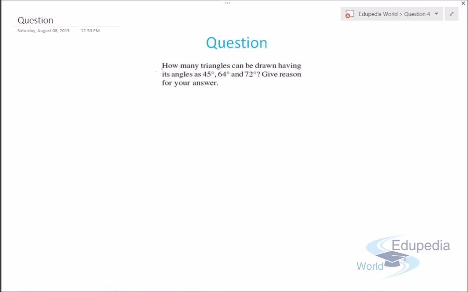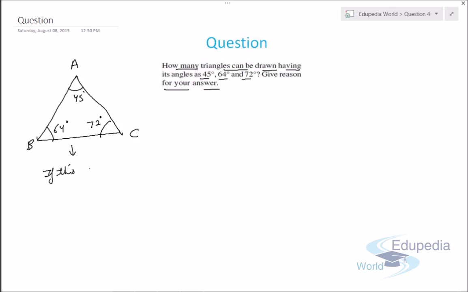Question number 4 says: how many triangles can be drawn having angles 45 degrees, 64 degrees and 72 degrees, and we have to justify our answer. So let's draw a triangle first. This is triangle ABC. Now suppose this angle is 45 degrees, this angle is 64 degrees and this angle is 72 degrees.